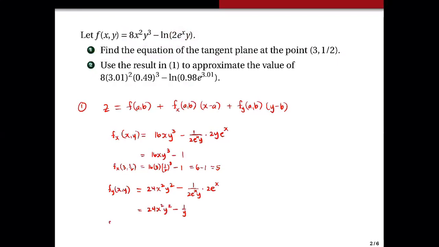Therefore, if we evaluate this at 3 comma 1/2, we will have 24 times 3 squared times 1 over 2 squared, and then minus 1 over 1/2. So 1/2 squared, that's 1/4. And then you will have 24 over 4, that's 6. Then 6 times 3 squared, or 6 times 9, that's equal to 54. And then 1 over 1/2, that's just 2. So this is equal to 52.